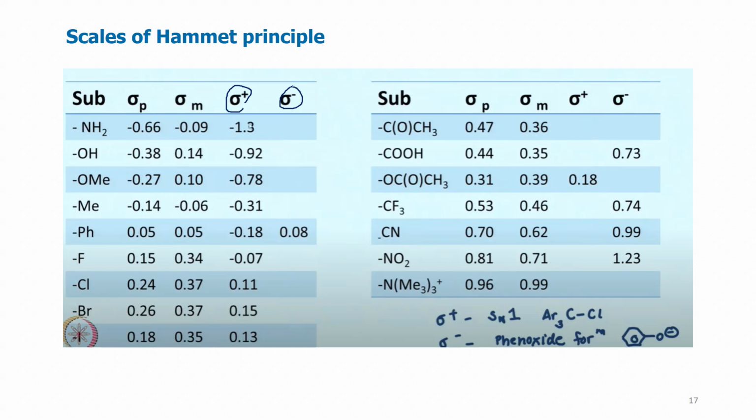What is sigma plus? Whenever a positively charged intermediate is involved, the sigma value is denoted as sigma plus, and whenever a phenoxide anion is involved, the sigma value is denoted by sigma minus. You can see the sigma minus correlates with the value of sigma for the benzoate anion. Just the value is higher. Whenever this is 0.05, this is 0.08. This is correlating.